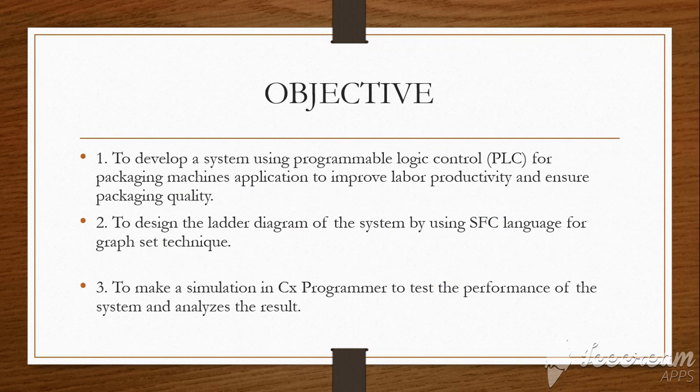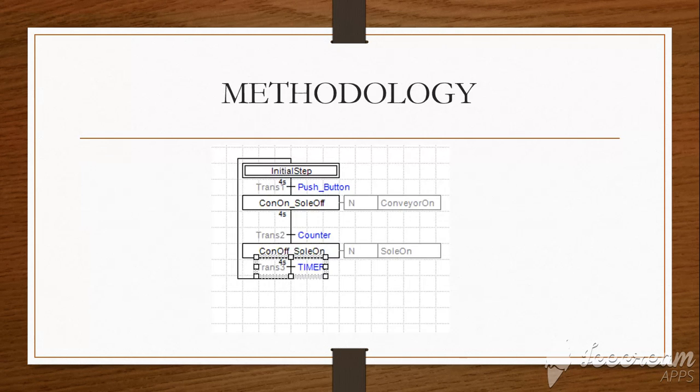And then the objective for this assignment is to develop a system using programmable logic control, PLC, for packaging machine application to improve labor productivity and ensure packaging quality. To design the ladder diagram of the system by using SFC language for the graph set technique. To make a simulation in CX-Programmer to test the performance of the system and analyze the result.